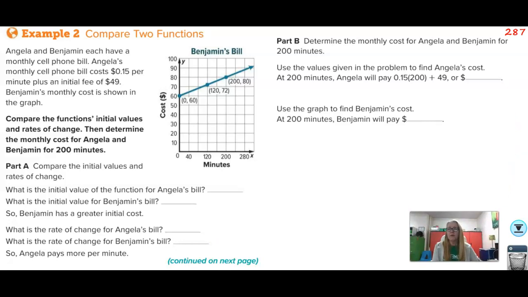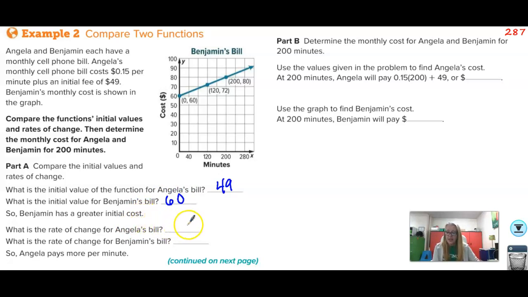Angela and Benjamin each have a monthly cell phone bill. Angela's monthly cell phone bill costs 15 cents per minute plus an initial fee of $49. Benjamin's monthly cost is shown in the graph. Compare the functions. What is the initial value of the function for Angela? What is their initial fee? That's $49. What is the initial value for Benjamin's bill? It looks like his initial value is $60. So Benjamin has a greater initial cost.